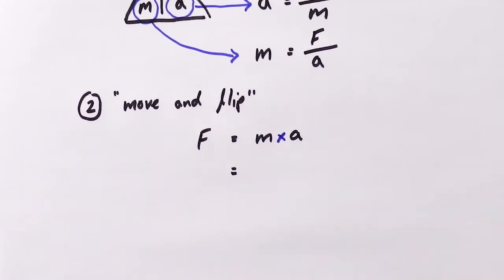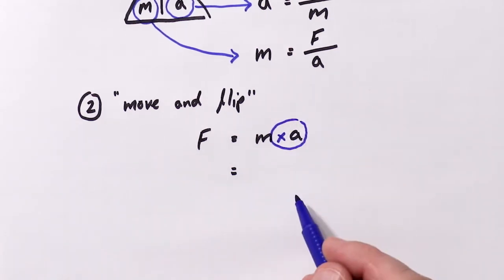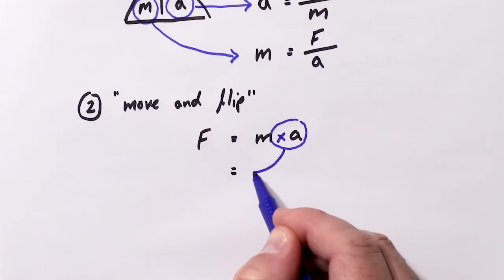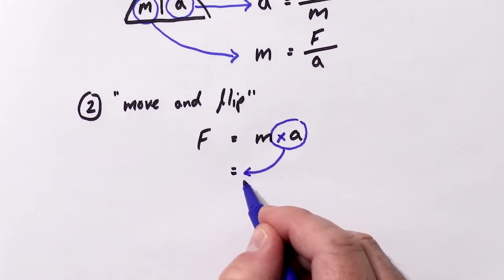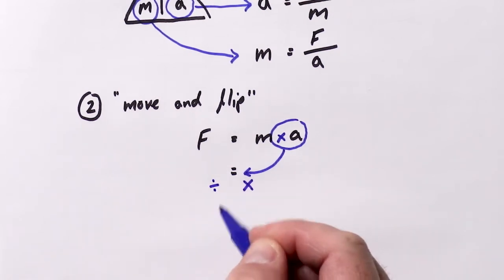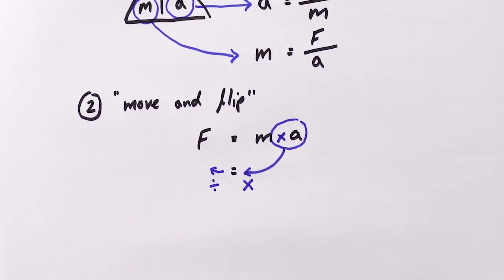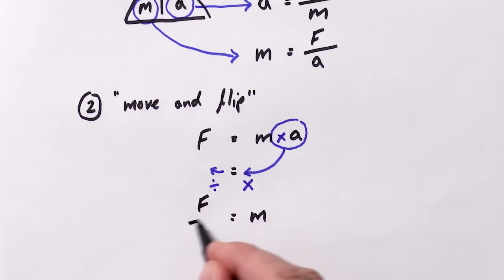So the move and flip would be able to say, I'm going to take that piece there, times a, and I'm going to drag it past the equal sign. And I know that when I go past the equal sign, the times is going to flip and become its opposite, the divide. So what that means is we should be able to write this instead. M is on its own, but now it's turned into a divide a. So f divided by a. So those are the 2 methods you can use, a triangle method and a move and flip method.